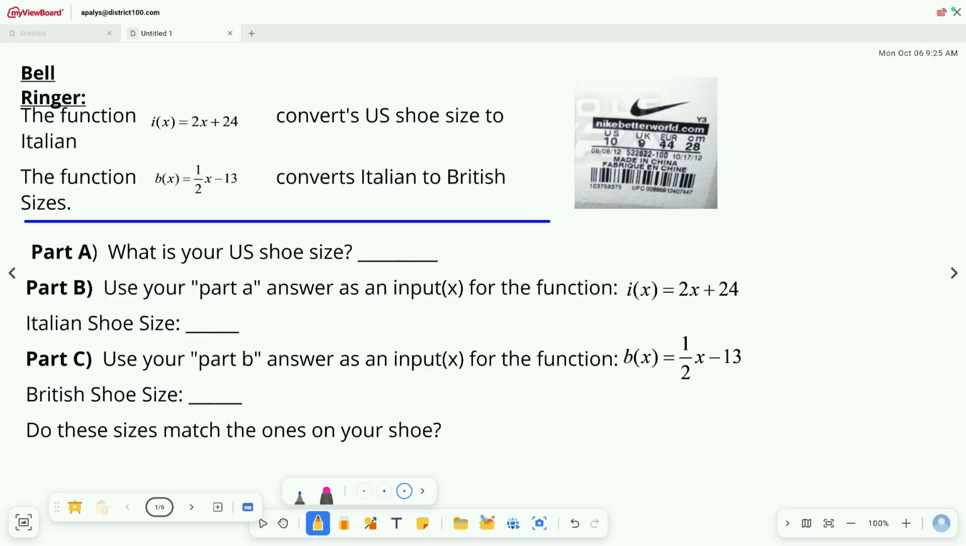This is literally one of my favorite bell ringers because it usually works out and students are like, oh, that's pretty cool. So it does pertain to what we're doing today. We have two different functions. We have a function I of x, which is 2x plus 24. We're going to use our US size, put that in to get our Euro size. So Italian is using that Euro. So say you want, again, a pair of Birkenstocks. Say that Alfredo wants a snazzy pair of Italian leather shoes. He's going to need to know his Euro size for that. Okay?